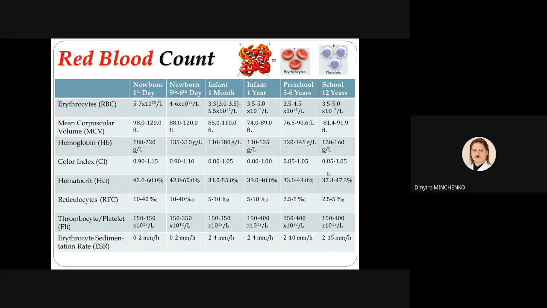Hematocrit, a concentration of various elements inside the plasma. Obviously, again, in the first days of life, lots of erythrocytes, so the cellular elements are more than the plasma content, but with age, this number decreases where the plasma becomes more than the cellular content.